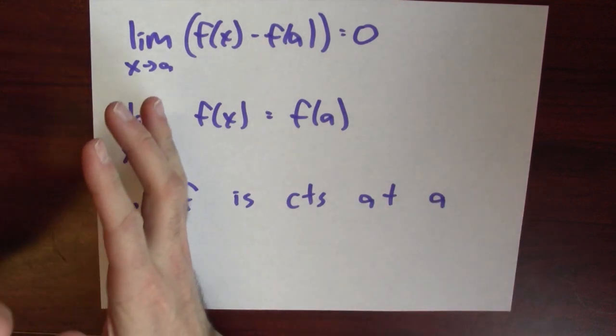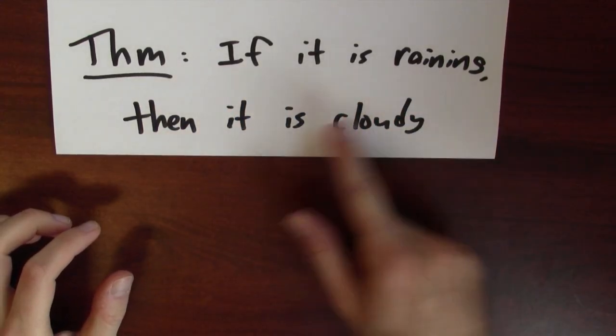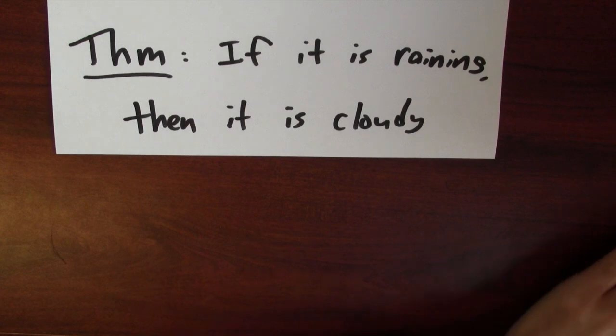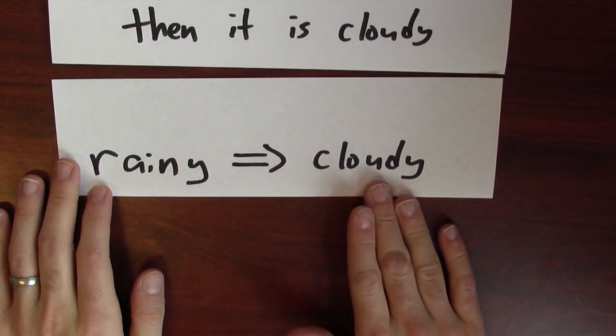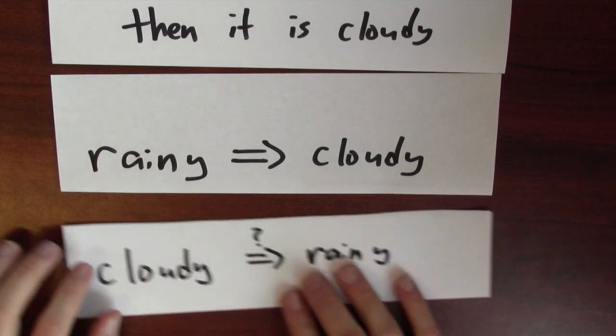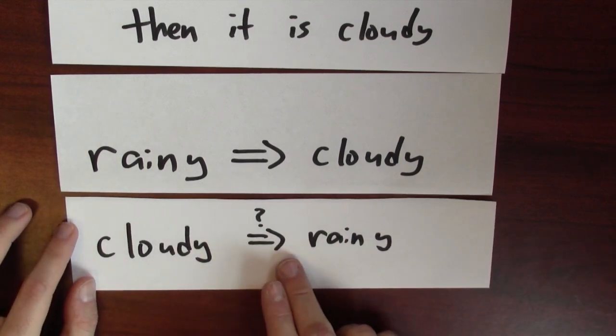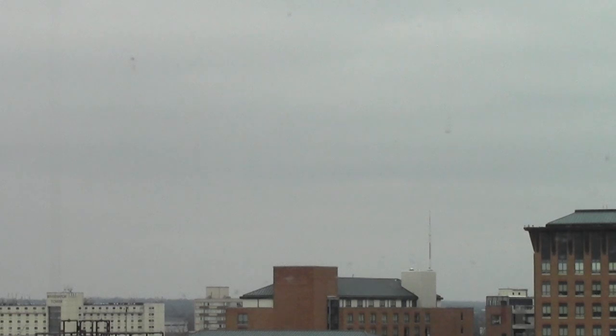So differentiability implies continuity. One way to keep track of arguments like this is to think about clouds and rain. Theorem: if it is rainy, then it is cloudy. A shorter way of saying this: rainy implies cloudy. Now the question is, does it go the other way? If it's cloudy, is it necessarily rainy? Can you think of a cloudy day with no rain? Yes, today. Let's look out the window. It is very cloudy, but there's no rain.